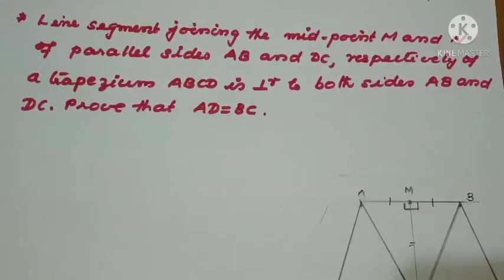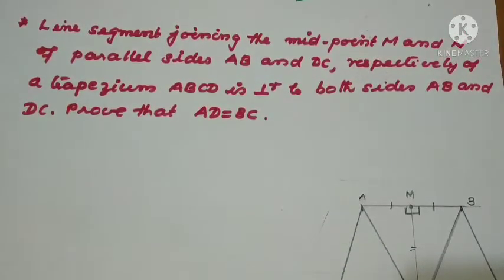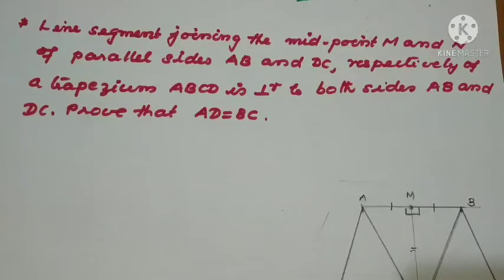Good morning, children. The line segment joining the midpoints M and N of parallel sides AB and DC respectively of a trapezium ABCD is perpendicular to both the sides AB and DC. Prove that AD equals BC.